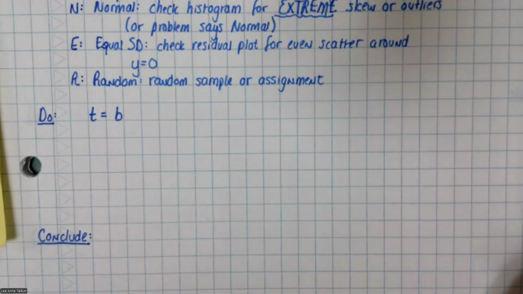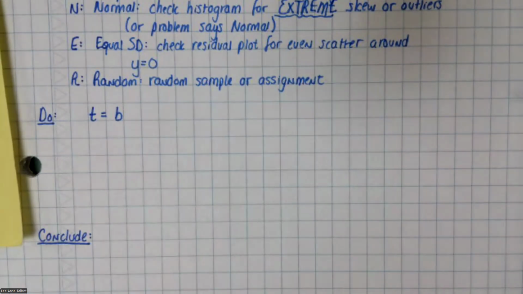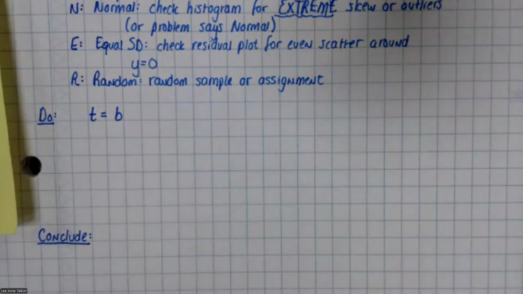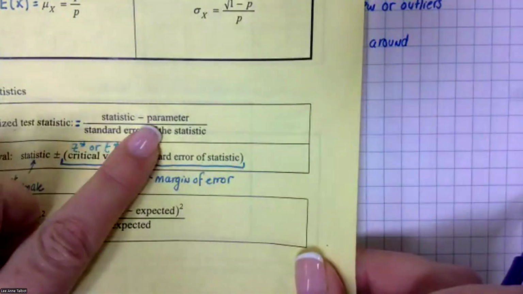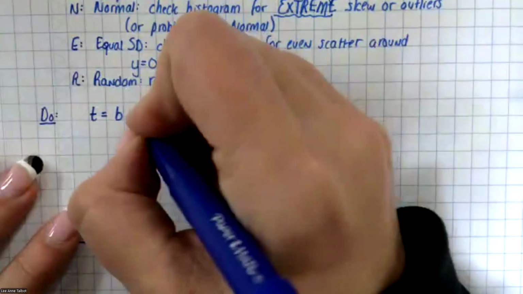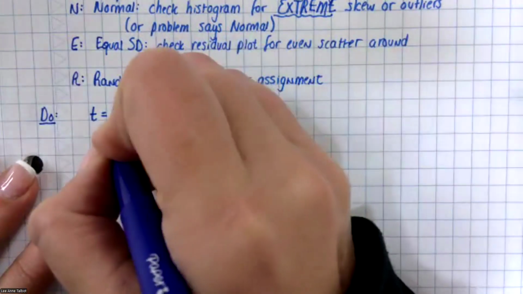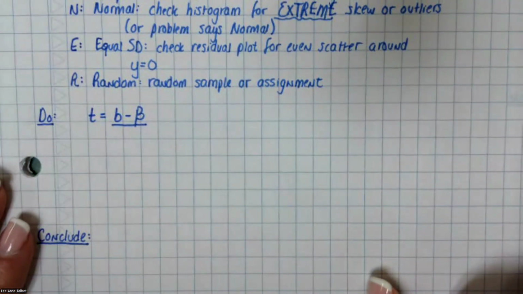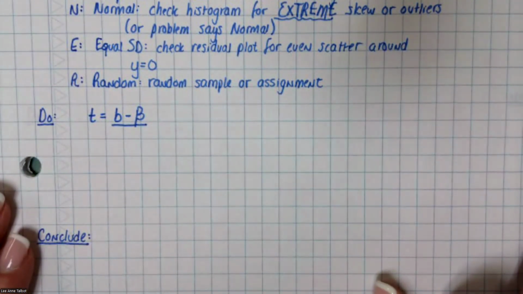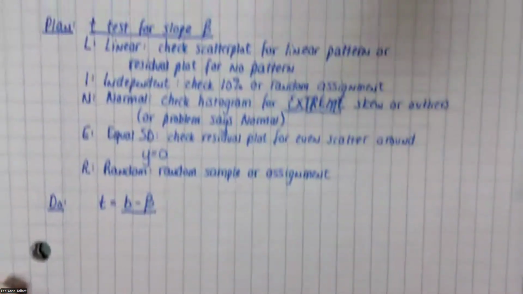And where are you going to get that from? Yeah, the computer output, the little table. Okay, and then minus parameter. Parameter is the population slope, which is capital B. And it's the same thing in every single one of these problems. What's capital B in all of these problems? 0.